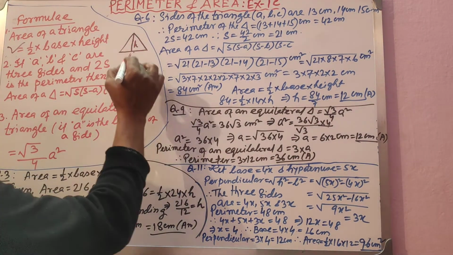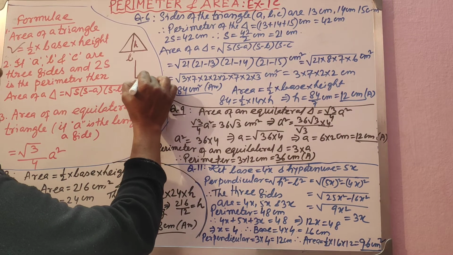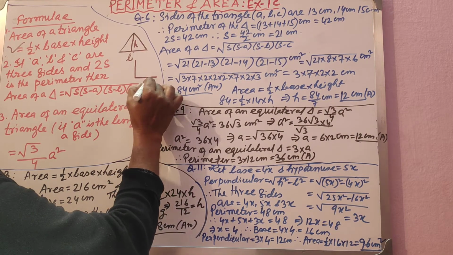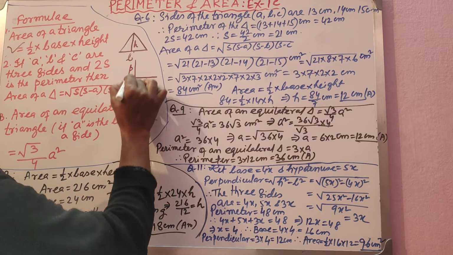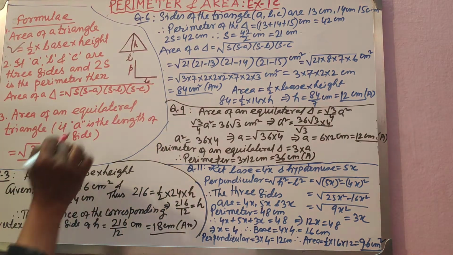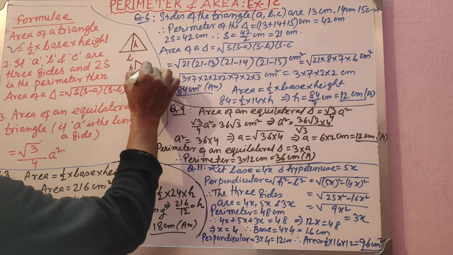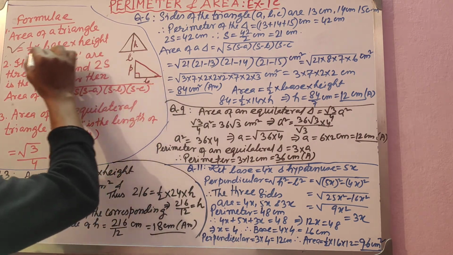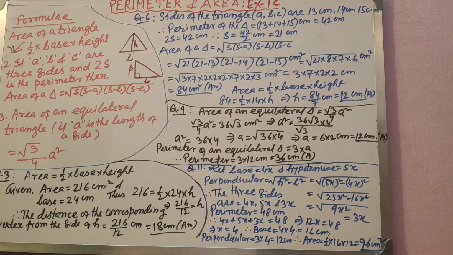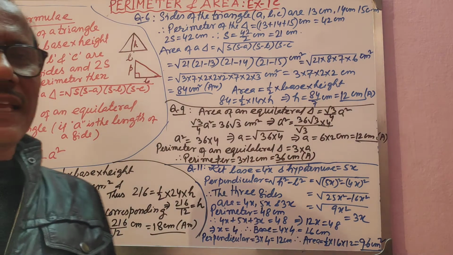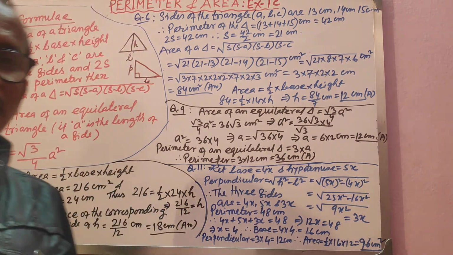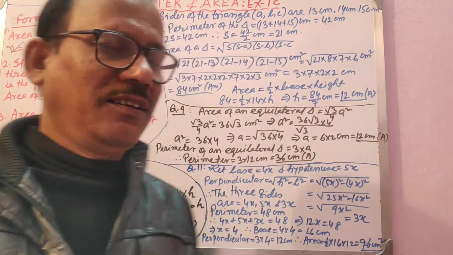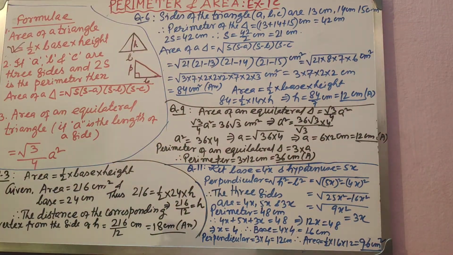This half into base into height formula is for a right angle triangle. Why? Because in a right angle triangle, one side will be the base and another will be the perpendicular, isn't it? Perpendicular means the height of the triangle, and this one is the hypotenuse, which you don't need. So half into base into height will always be the formula for a right angle triangle, where the base and the height are given. That's formula 1.